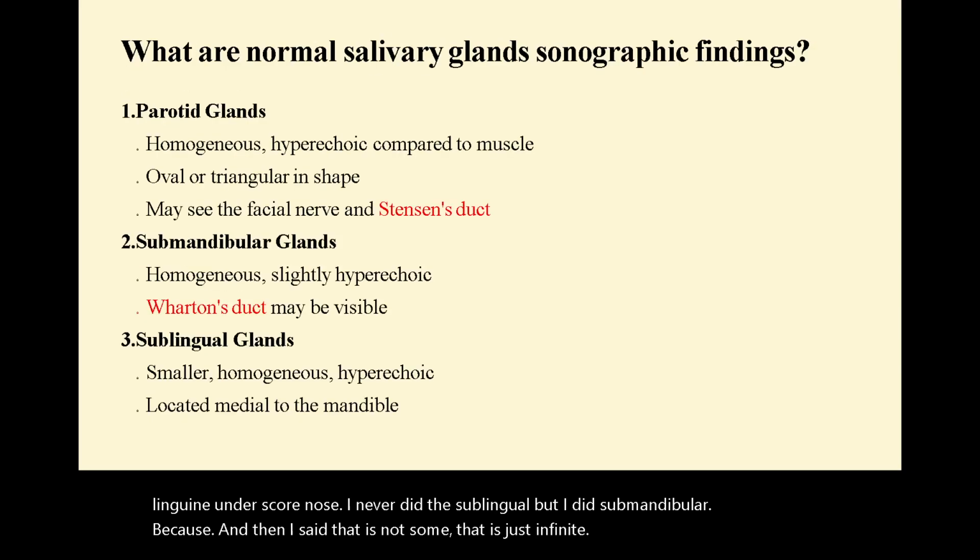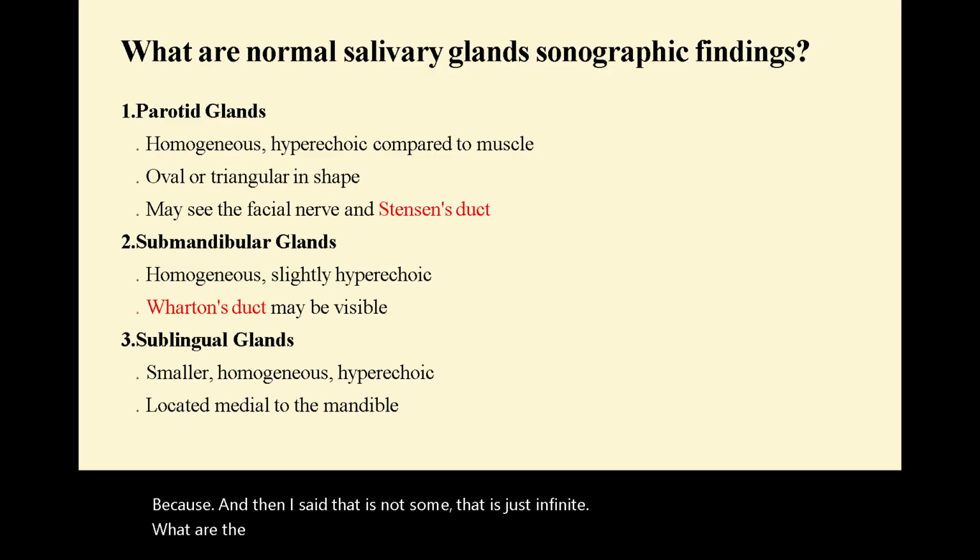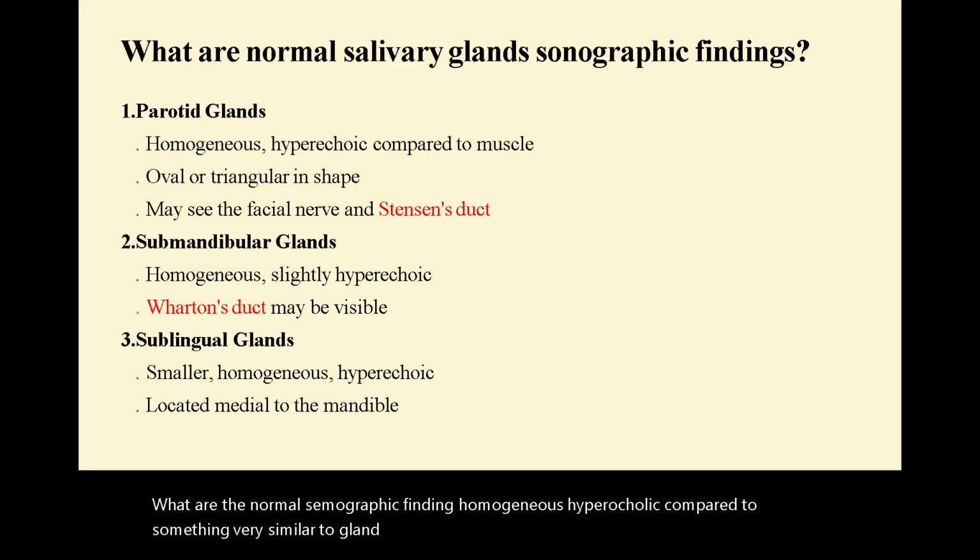What are the normal sonographic findings? Homogeneous, hyperechoic compared to us. I would give it something very similar to a gland, very similar to the pancreas. If you see the pancreas, it is triangular in shape.